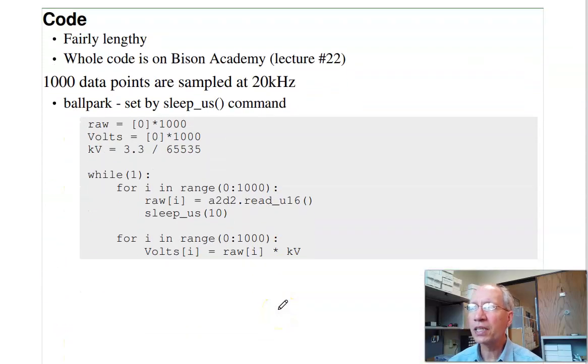So the code is fairly lengthy, but this is kind of the meat of it. I'm going to start out with empty arrays of 1,000 points. I will then read all 1,000 points at 20 kilohertz. This is just kind of a fudge factor. I'm not using interrupts because they take too long. What do I need to get the sampling rate to about 20 kilohertz? Once I guesstimate this, I can collect the data, convert it to voltage, then display the voltage.